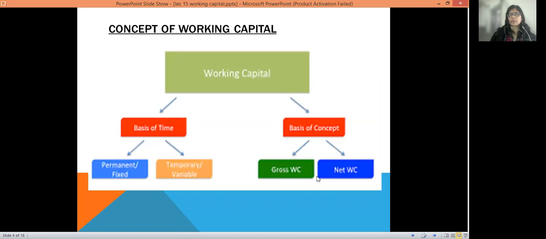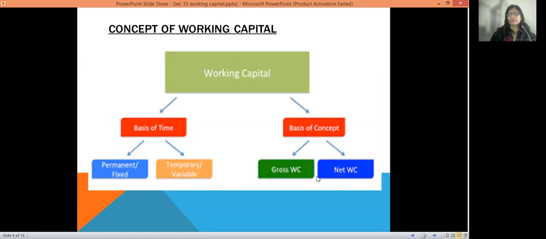Next is concept of working capital. Actually, the concept of working capital is very simple, and it can be defined on the basis of time and on the basis of concept. If you are going to define it on the basis of time, you have to divide the working capital into two. First one is permanent or fixed working capital. Second one is temporary or variable working capital.